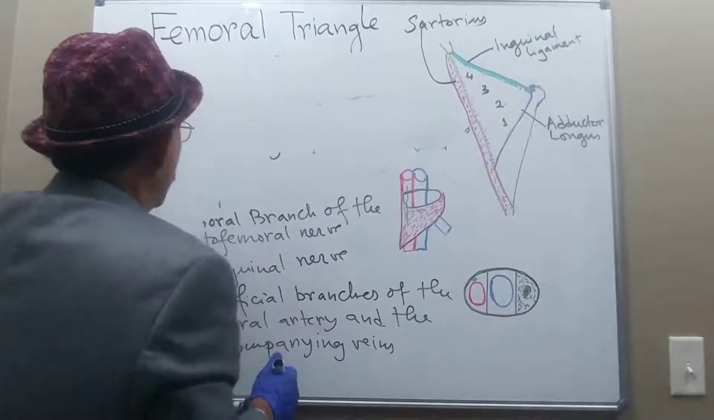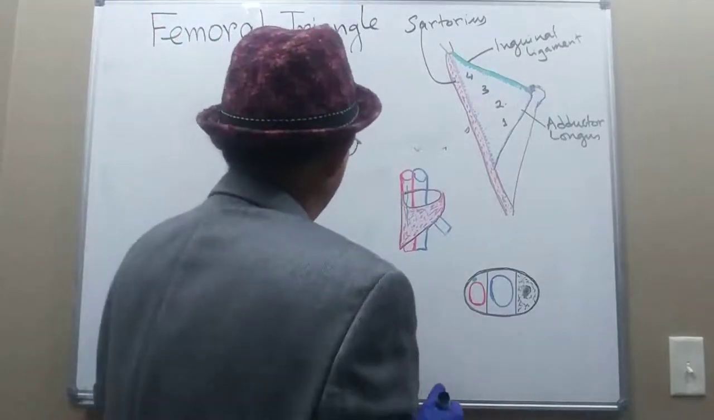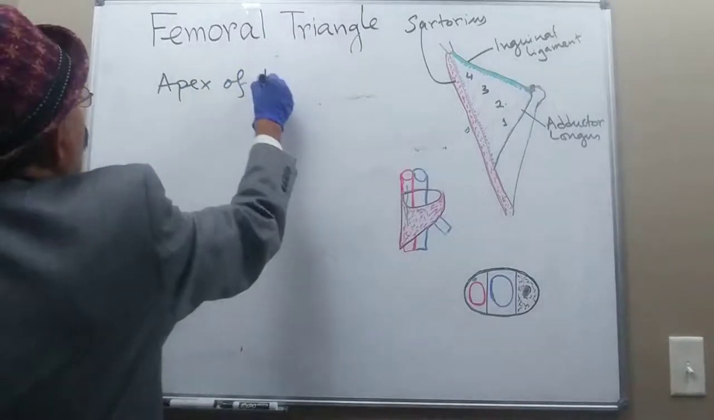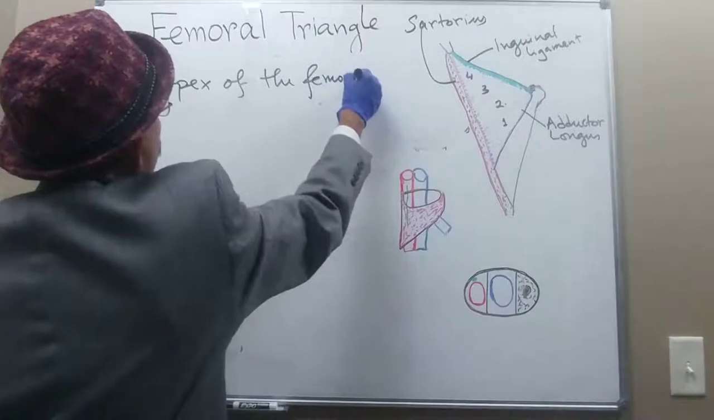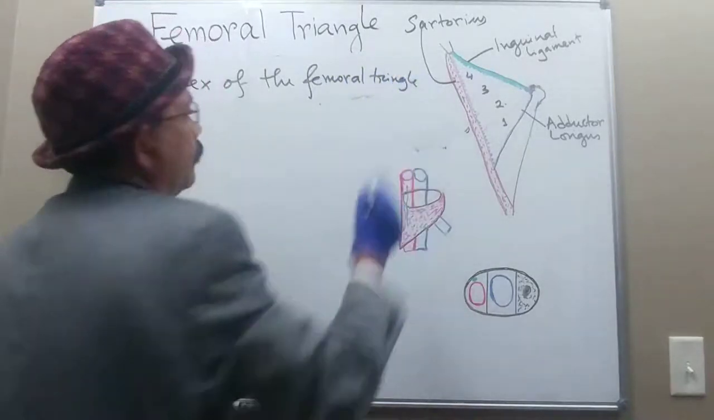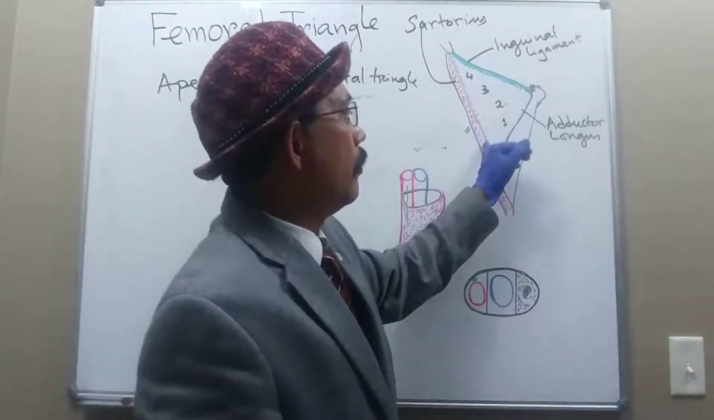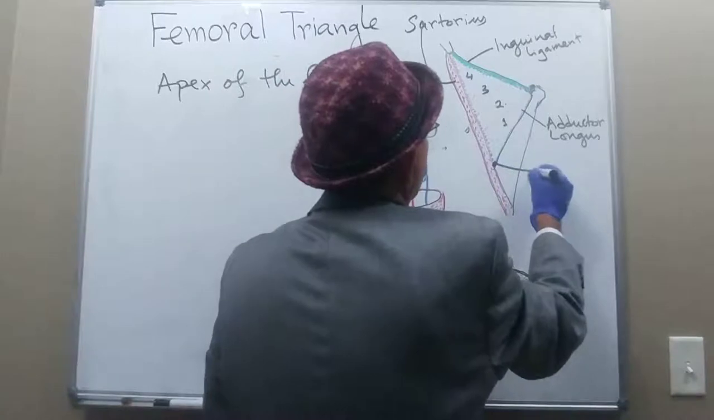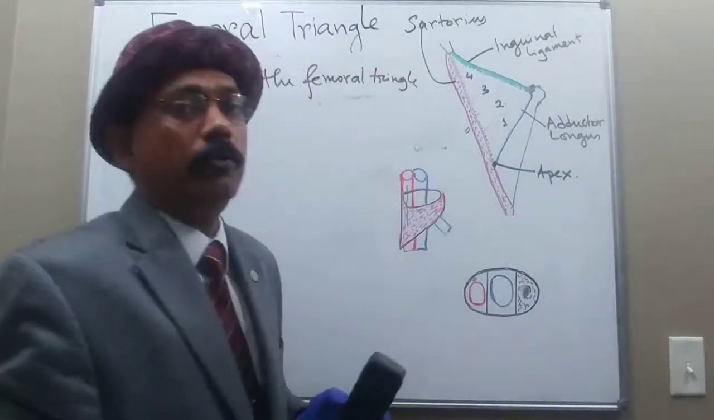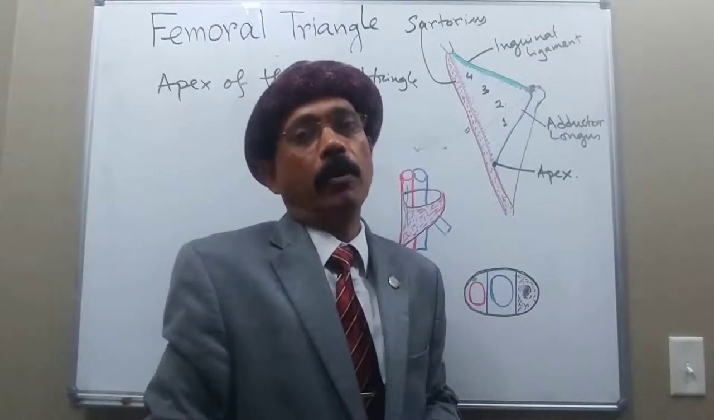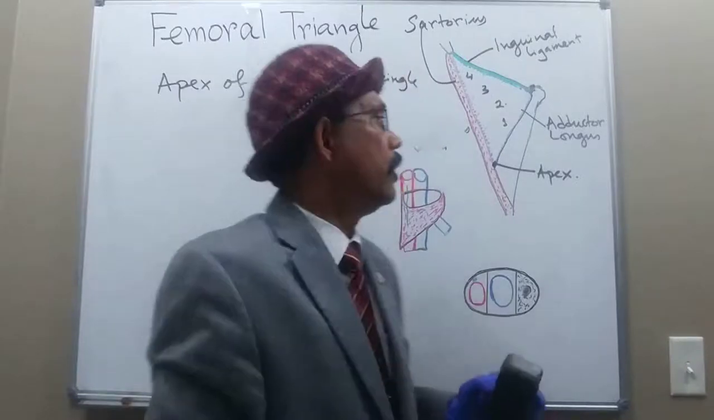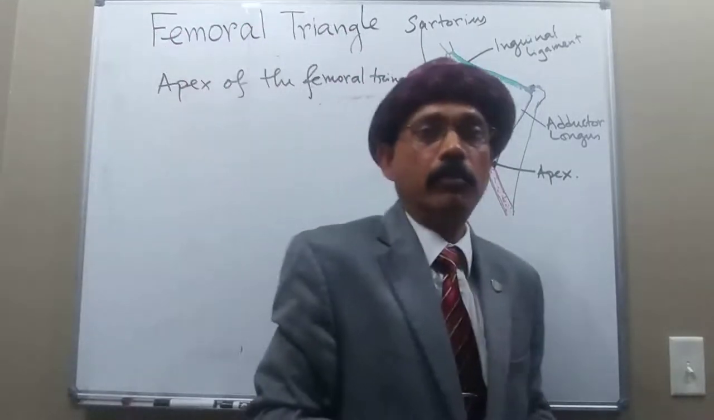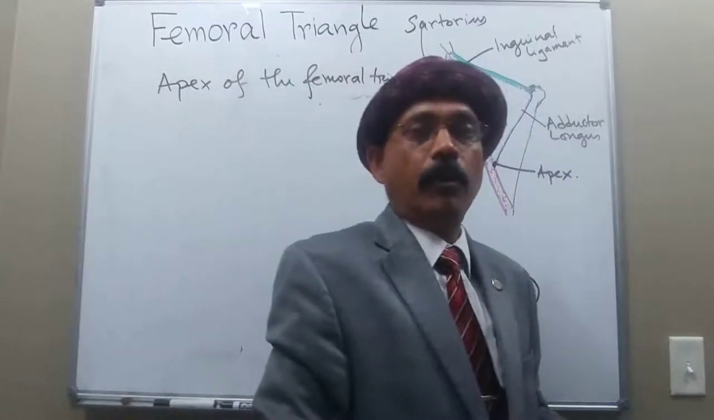Okay, we got the base, we got the lateral boundary. How about the apex? Apex of the femoral triangle is formed by the union of the lateral boundary and the medial boundary. So this is the apex, and the apex is continuous with that of the adductor canal, or Hunter's canal, or subsartorial canal. So we got the boundary, we got the content, we got the apex, base, the floor, and roof.